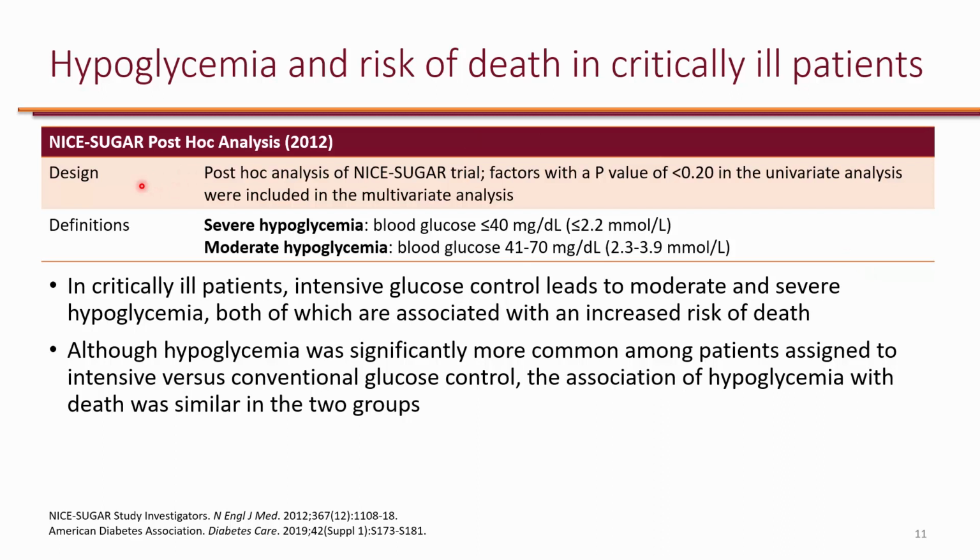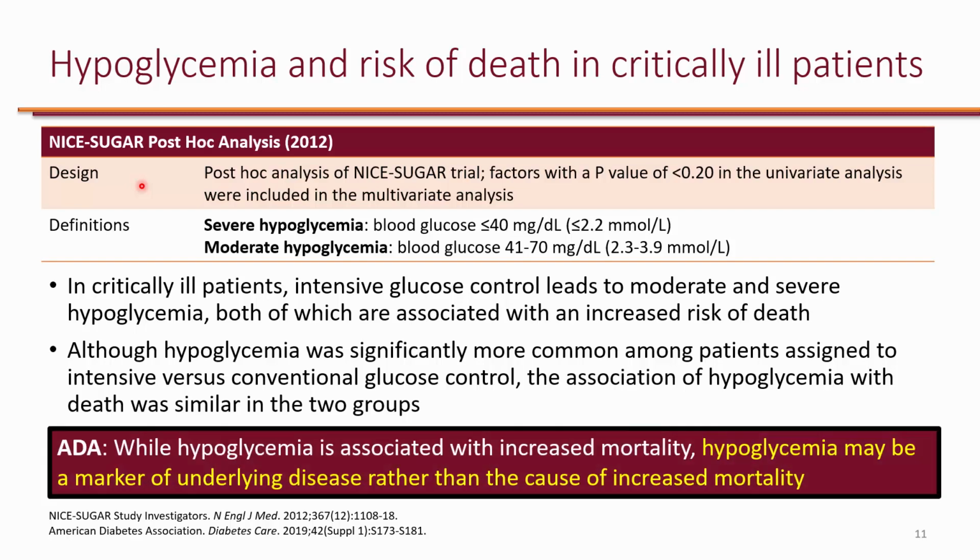And they made a couple of conclusions. One was that in critically ill patients, intensive glucose control leads to moderate and severe hypoglycemia, both of which are associated with an increased risk of death. And although hypoglycemia was significantly more common among patients assigned to intensive versus conventional glucose control, the association of hypoglycemia with death was similar in the two groups.